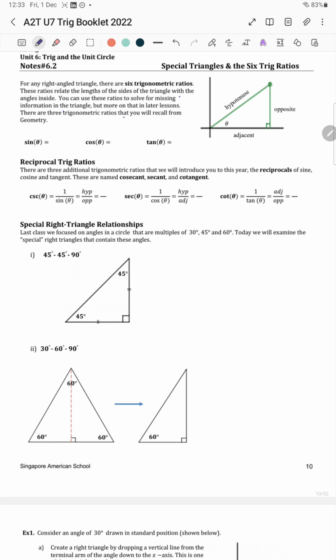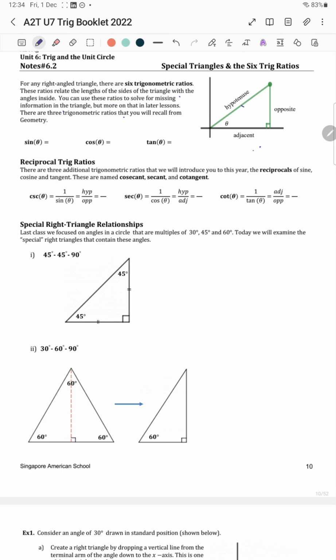Okay. So if we have a triangle, we have six trigonometric ratios that relate the sides of the triangle with the angles of the triangle. The base of the triangle is called adjacent. The perpendicular of the triangle is called opposite, and the slant line is called hypotenuse. So these are the three basic sides of the triangle.